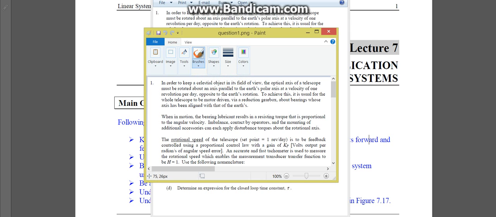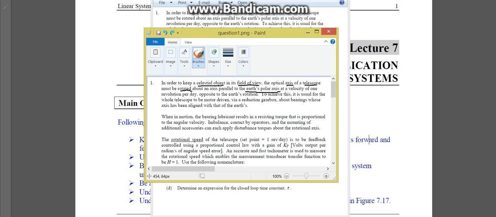let's just get the highlighter up. So in order to keep a celestial object in the field of view, the optical telescope's axis must rotate about the Earth's polar axis of rotation. So what this entails is you're just going to have an object around the telescope. Sorry, I'll draw a more detailed picture later on. Let's just quickly analyze this question first.